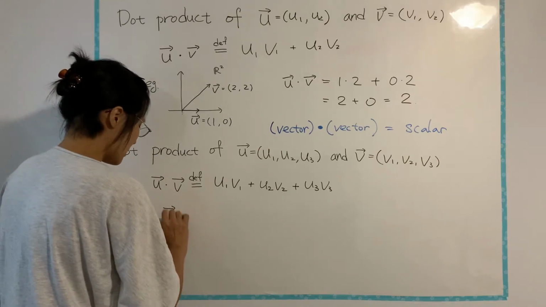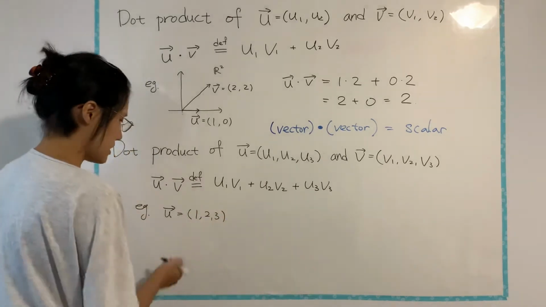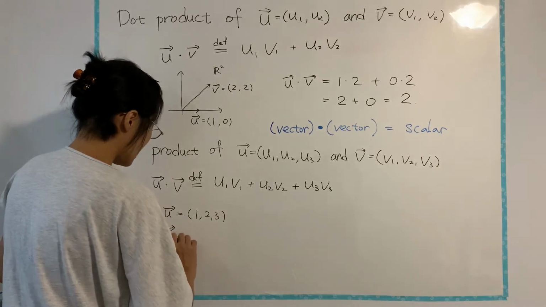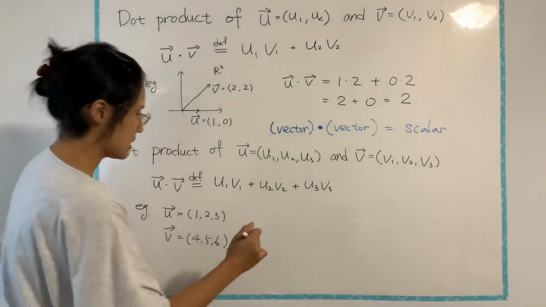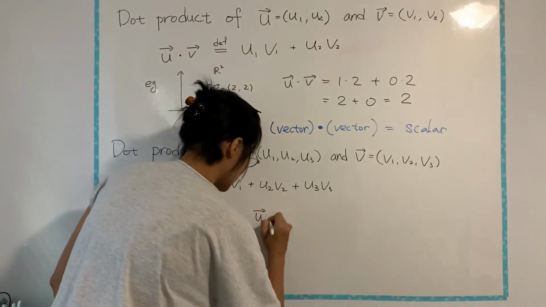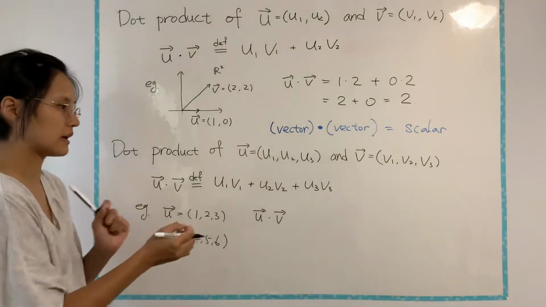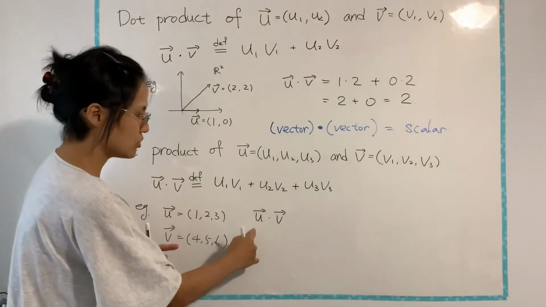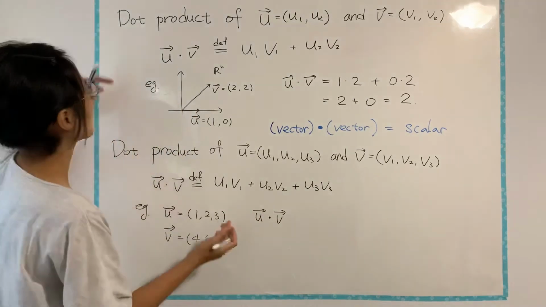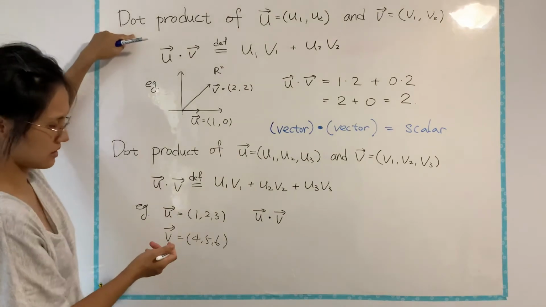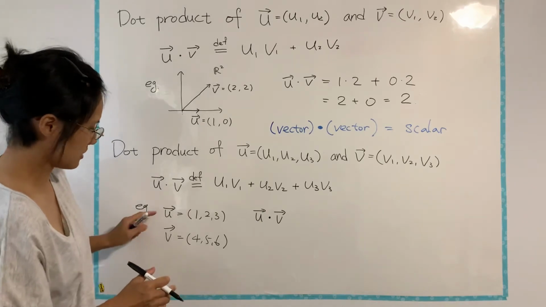Okay, so example. Suppose I have u equals 1, 2, 3, a vector in R3, and I have vector v equals 4, 5, 6, another vector in R3. Now I do vector u dot vector v. Be careful, I say dot, I don't say times. I don't say u times v. I will always say u dot v to emphasize I'm doing dot product, because later we're going to learn more vector operations.